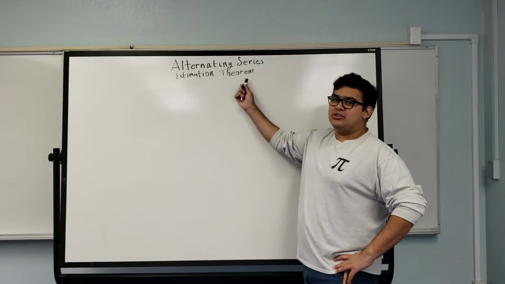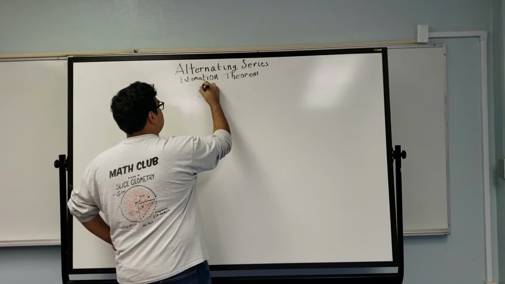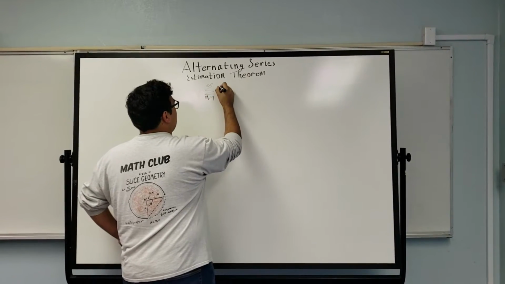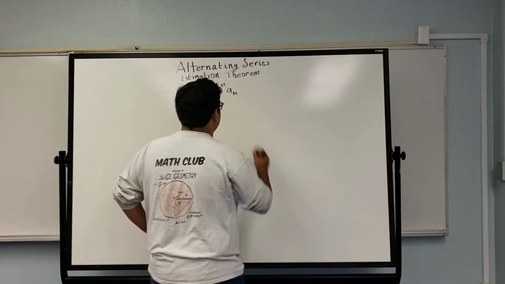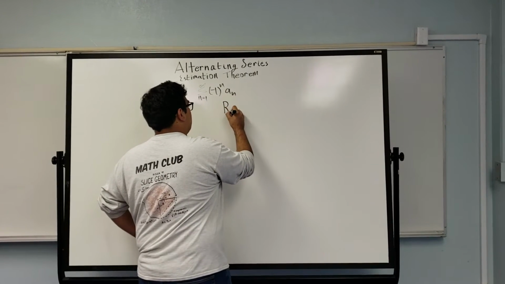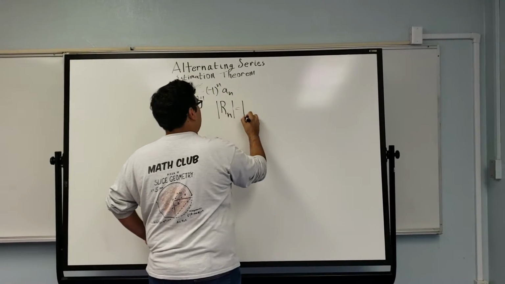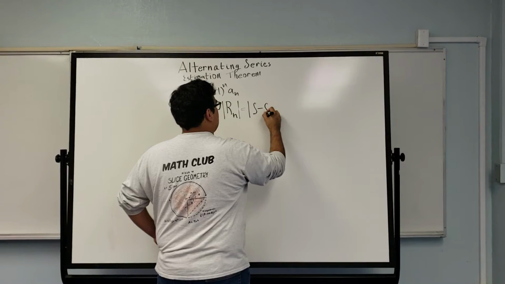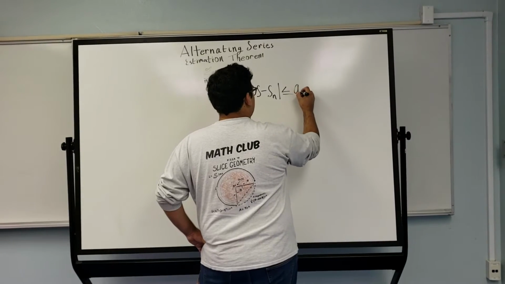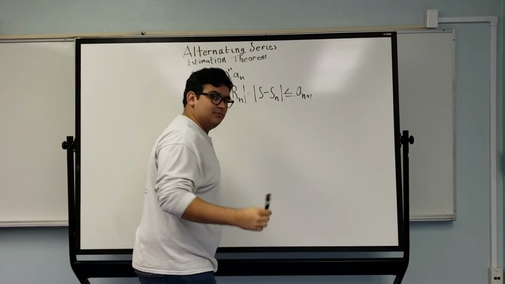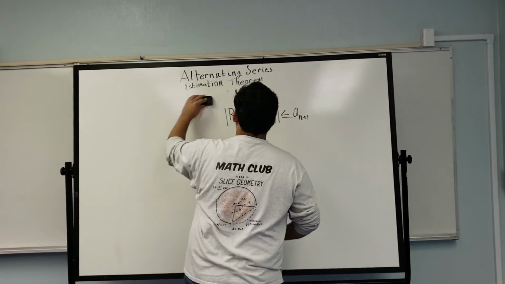Today we'll be talking about the alternating series estimation theorem. Now what that states is if we have some infinite series a sub n, some convergent alternating series, its remainder, or its approximation, will be equal to its sum minus the nth partial sum, and all that will be less than the n plus first term. Wow! I know.